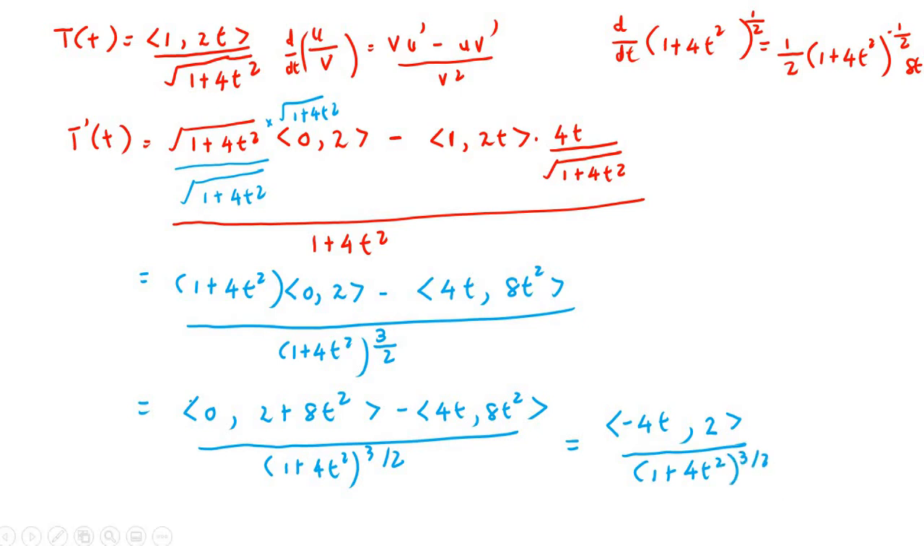Okay, this is only T'(t). Later you have to find the magnitude of T'(t). Then you can use T'(t) divided by the magnitude of T'(t), and then you can find the unit normal vector. So here T'(t) is negative 4t i plus 2j divided by 1 plus 4t squared to the power 3 over 2.